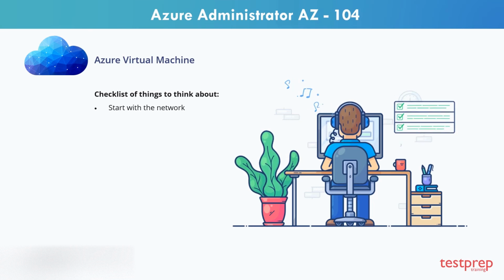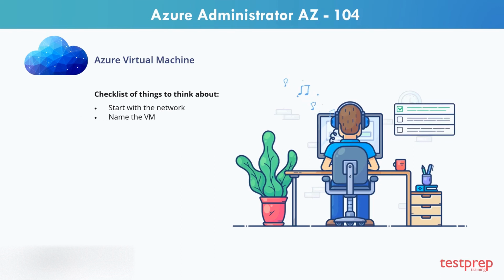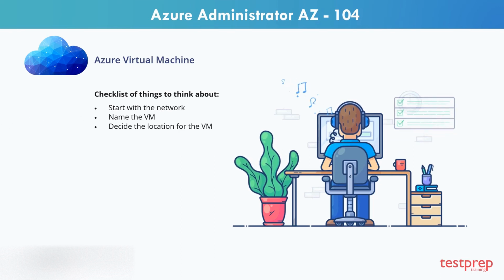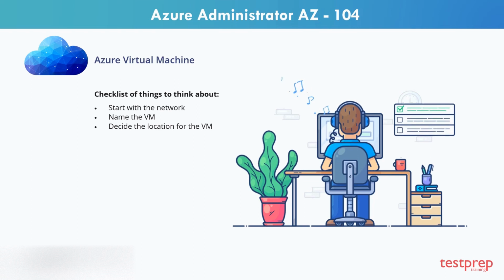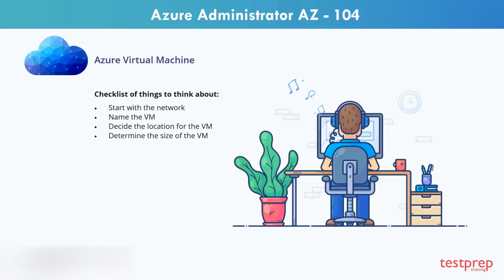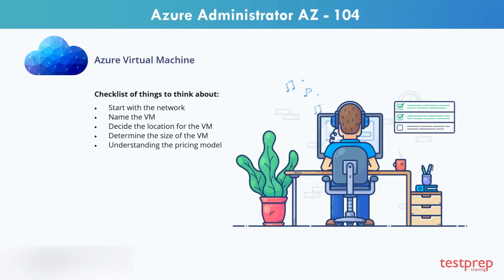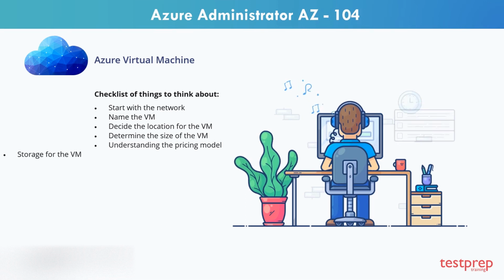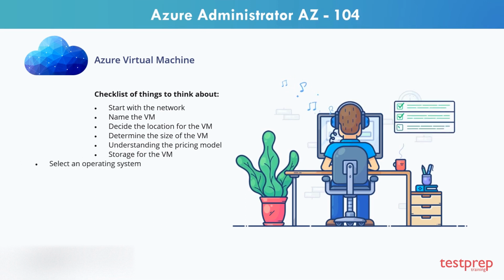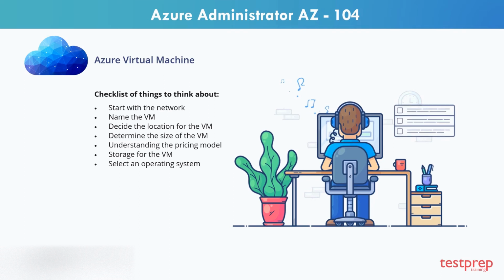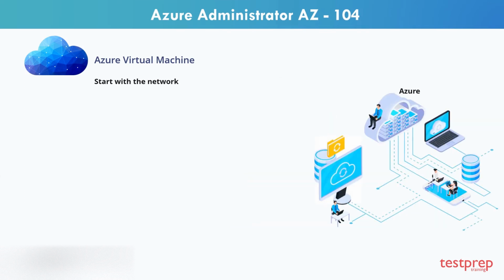Start with the network. Name the VM. Decide the location for the VM. Determine the size of the VM. Understanding the pricing model. Storage for the VM. Select an operating system. The first thing you should think about isn't the virtual machine at all, it's the network.